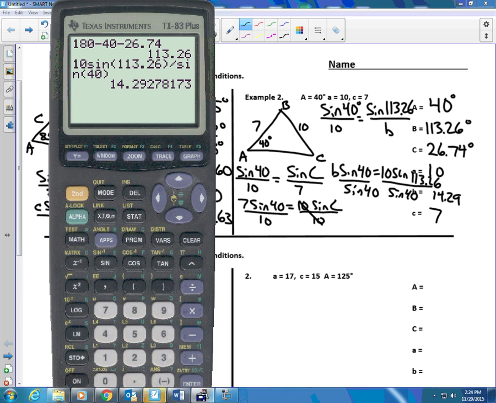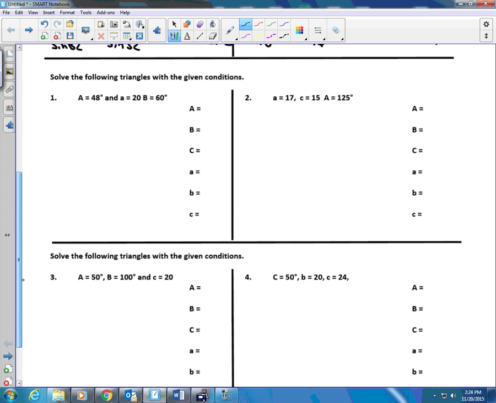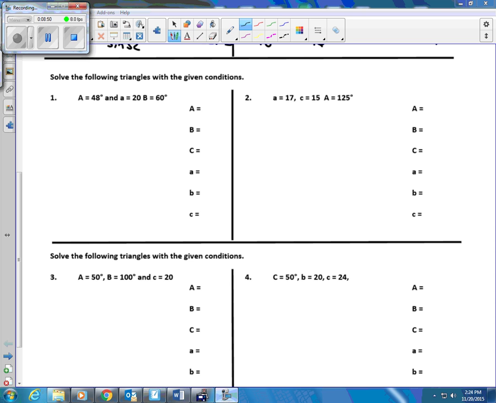So what I want you to do is all the odd ones, they're just like what you did yesterday. All the even ones are the ones where you have to inverse for the angle. So go ahead and start working.